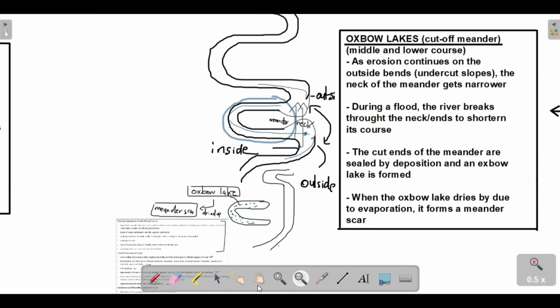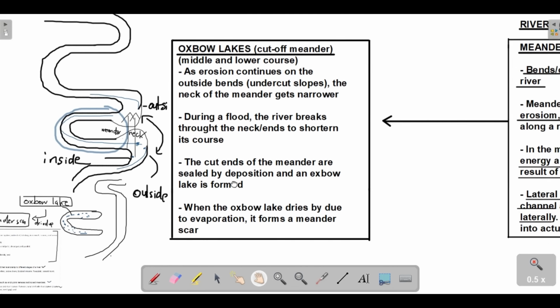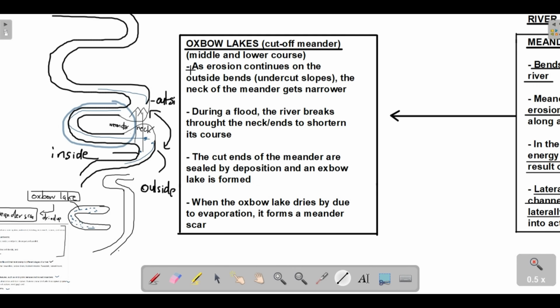Okay, so that's how an Oxbow Lake forms. It forms from a meander due to continuous erosion. So now explaining it, you say, as erosion continues on the outside bands, which are the undercut slopes, the neck of the meander gets narrower and narrower. It will get narrower and narrower because you see more and more erosion on these outside bands, such that the neck gets narrower and narrower.